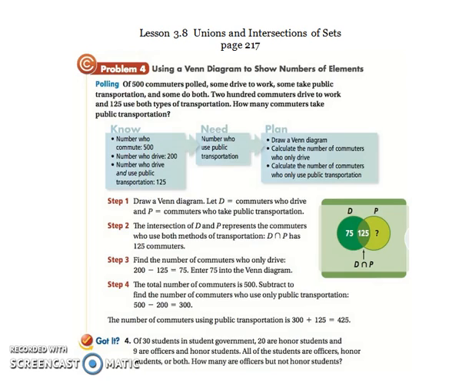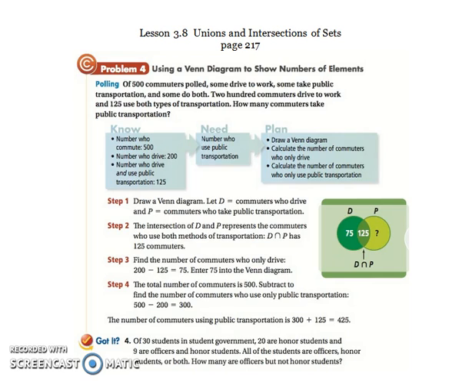This is lesson 3.8, Unions and Intersections of Sets, page 217, problem 4, using a Venn diagram to show numbers of elements. Numbers of elements refers to how many things there are in a set. An element is a part of a set. So, for example, the odd numbers less than 10: there would be a 1, a 3, a 5, a 7, and a 9, so that would have 5 elements in it.